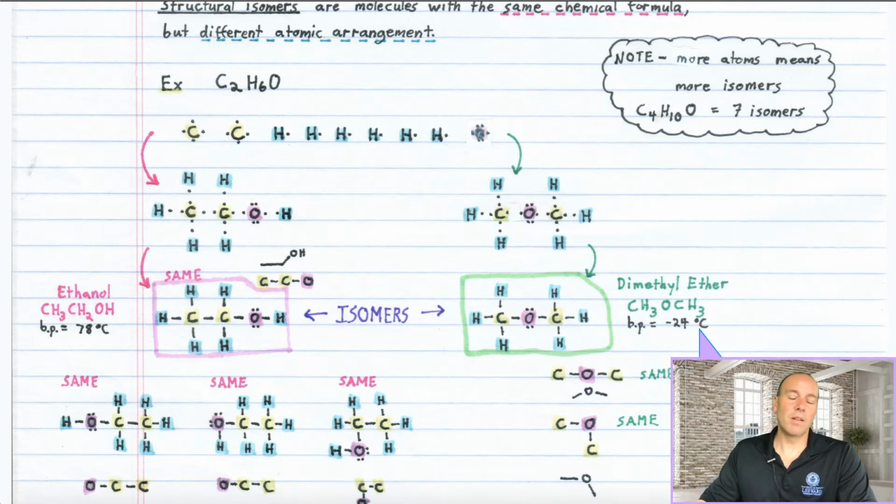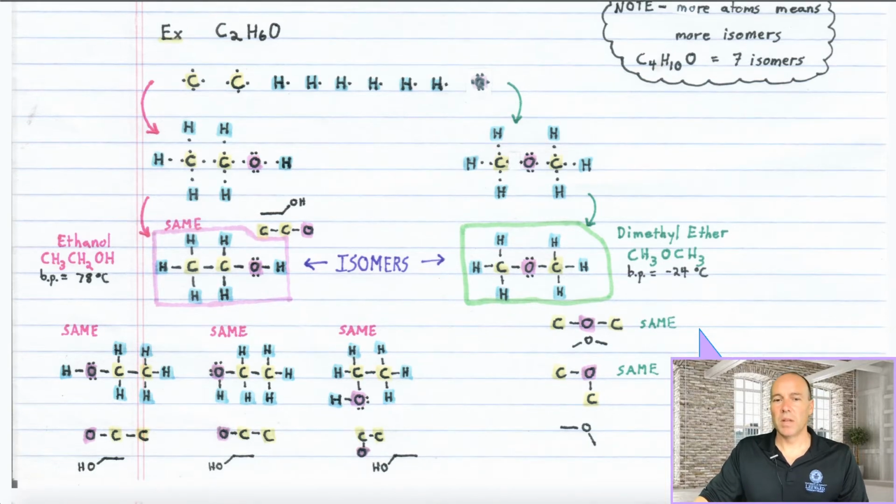And all of their properties are different. They have different chemical properties. They do different things entirely. People like to drink ethanol, but no one likes to drink dimethyl ether. So completely different substances, just because they have the same formula doesn't really mean much. So we say that these are isomers.